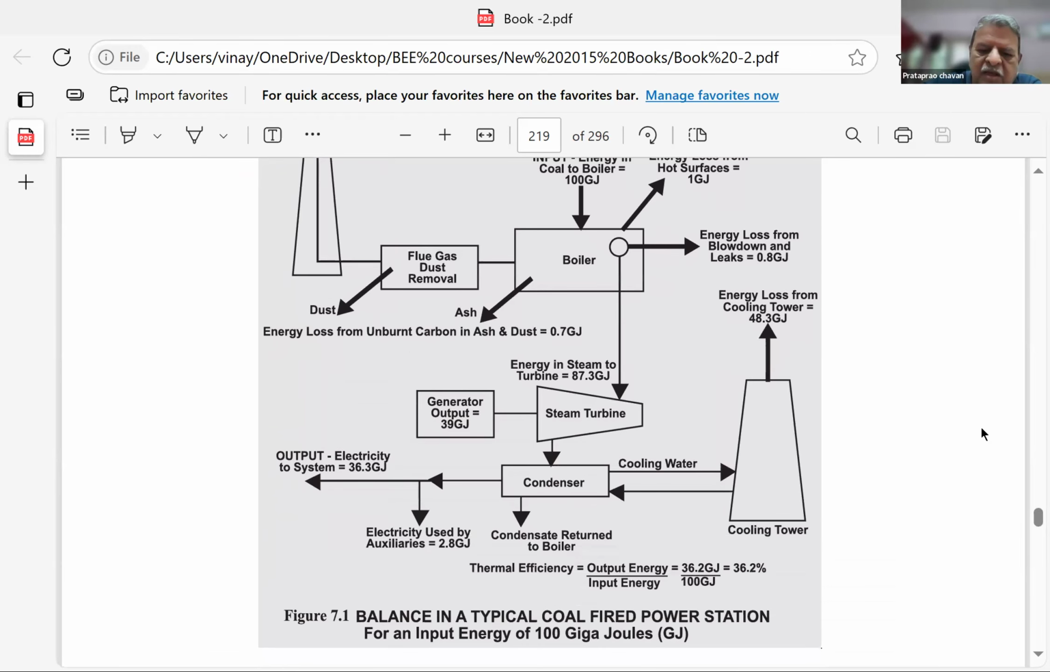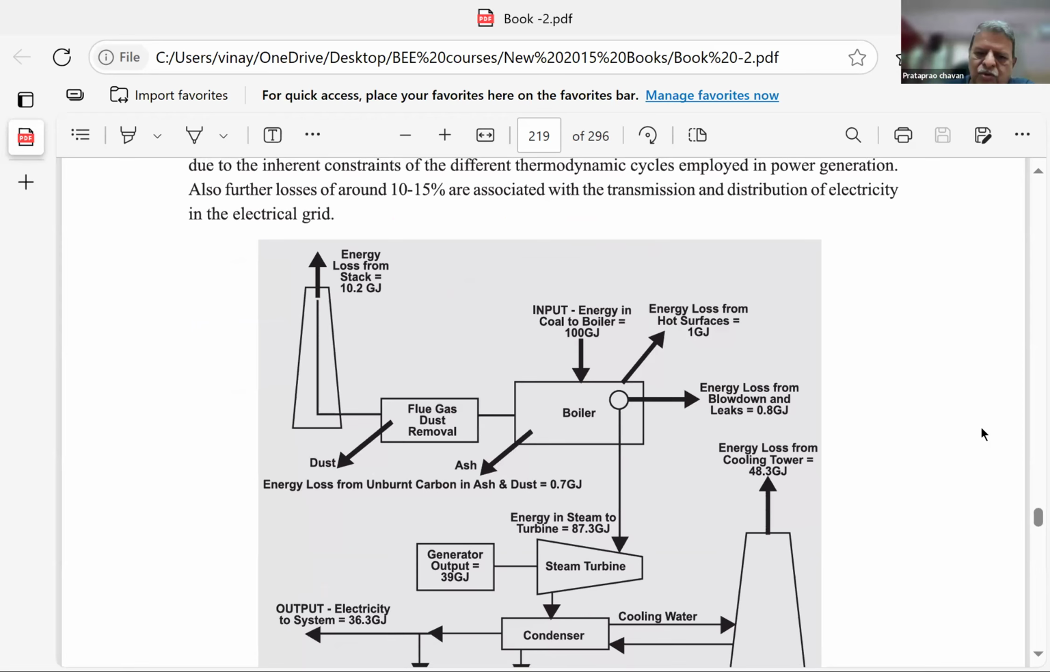Now, here is a balance of a typical coal-fired power plant. You have already seen the coal-fired power plants in chapter 2, so I will not repeat. You can go through this diagram. The diagram is very simple.